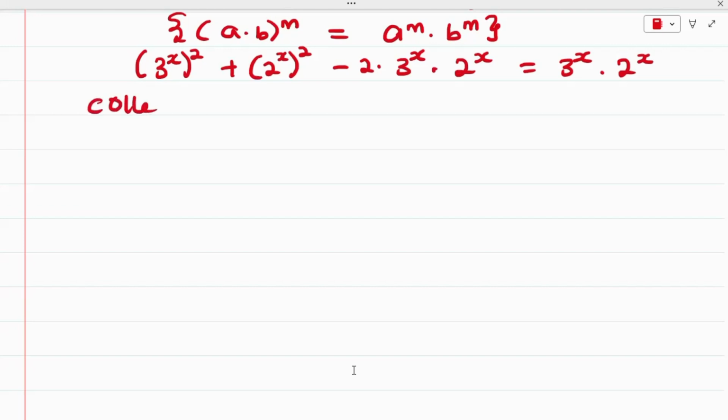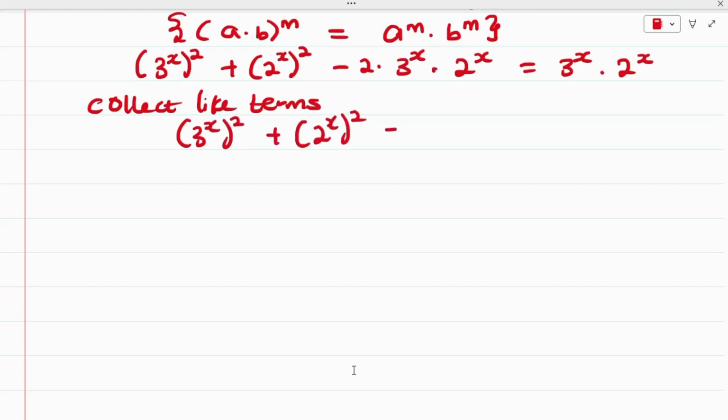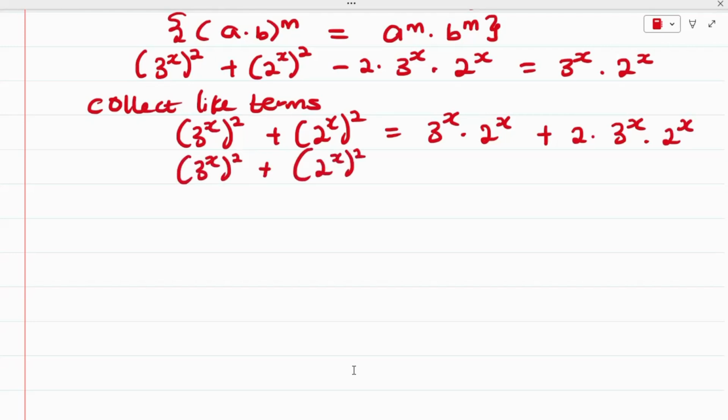So collecting like terms, we have (3 raised to the power of x) squared plus (2 raised to the power of x) squared. This is equal to 3 raised to the power of x multiply 2 raised to the power of x plus 2 multiply 3 raised to the power of x multiply 2 raised to the power of x. So we have (3 raised to the power of x) squared plus (2 raised to the power of x) squared, and this is equal to, we want to simply factor out the common term, and we have 3 raised to the power of x multiply 2 raised to the power of x to be a common term, and if we factor this out we have 1 plus 2 right here.